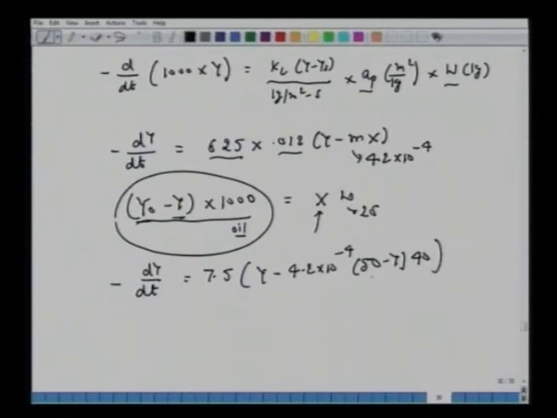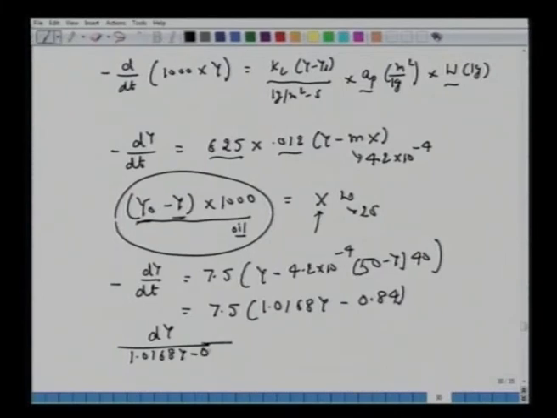Alright, no raised to the power 1 over n here. So we have this, simplify further. This is 7.5 over 1.0168 Y minus 0.84. We bring it down, dy over 1.0168 Y minus 0.84, and here you bring this dt this way, 7.5, integrate 0 to t, and here the concentration goes from 50 to 1 with the minus signs. Calculate t equal to approximately 12 minutes.